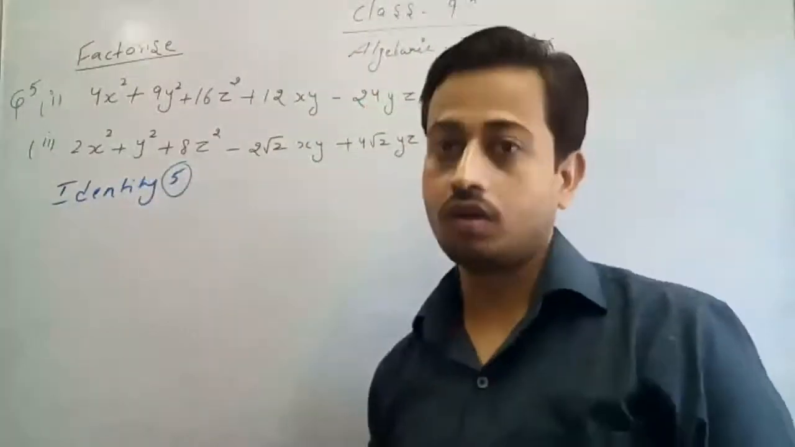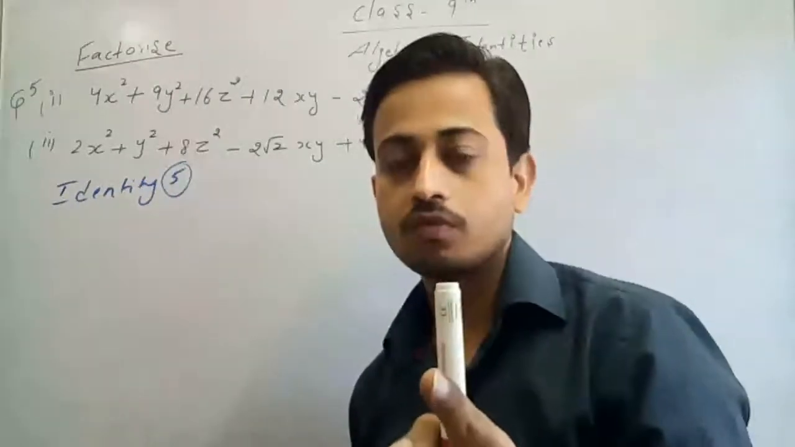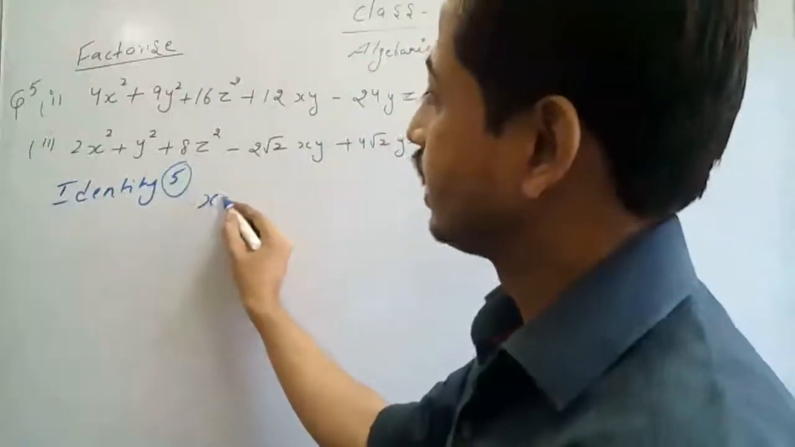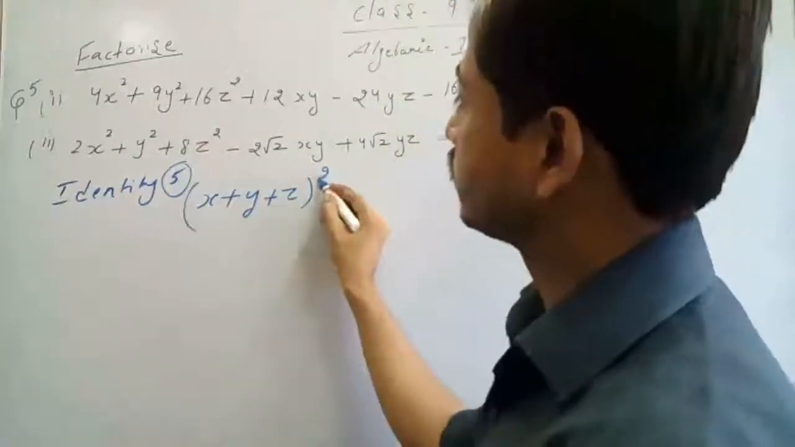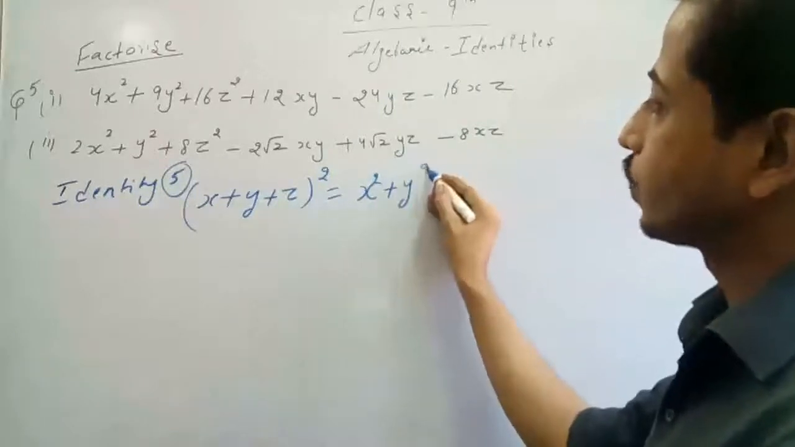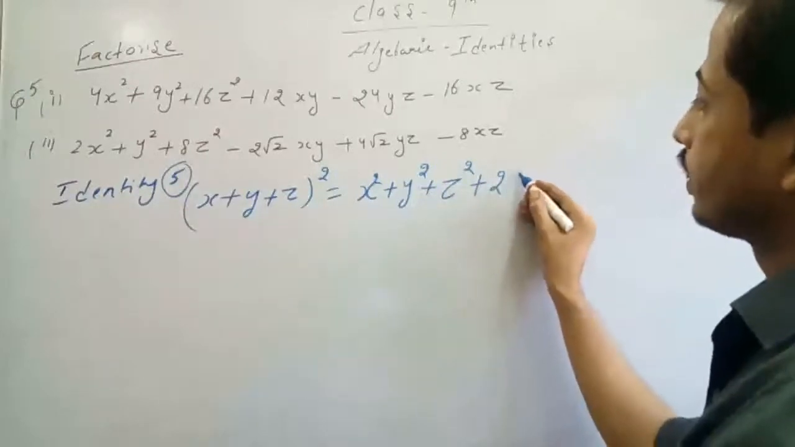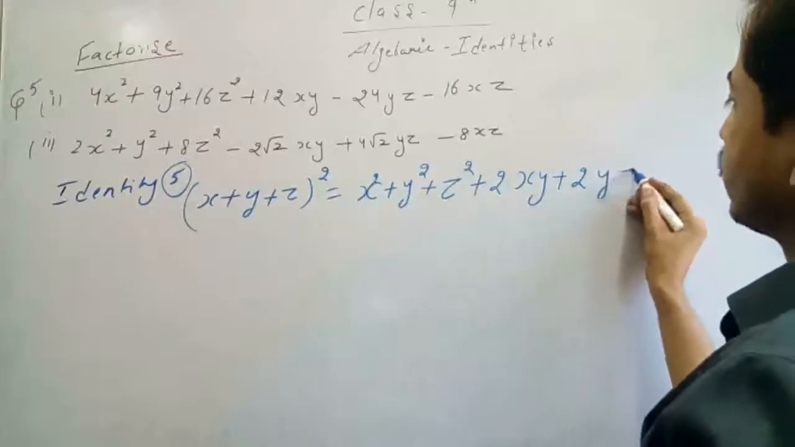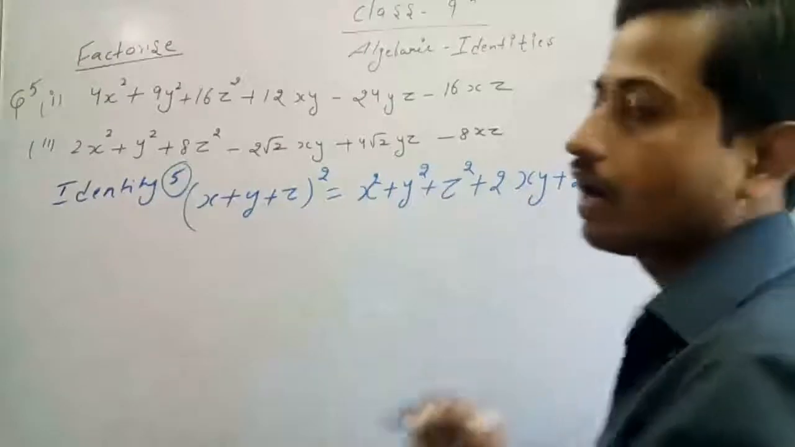Identity 5th. We already did such a question in exercise 2.5, question number 4. The identity is: x plus y plus z whole square is equal to x square plus y square plus z square plus 2xy plus 2yz plus 2zx. This is the identity.